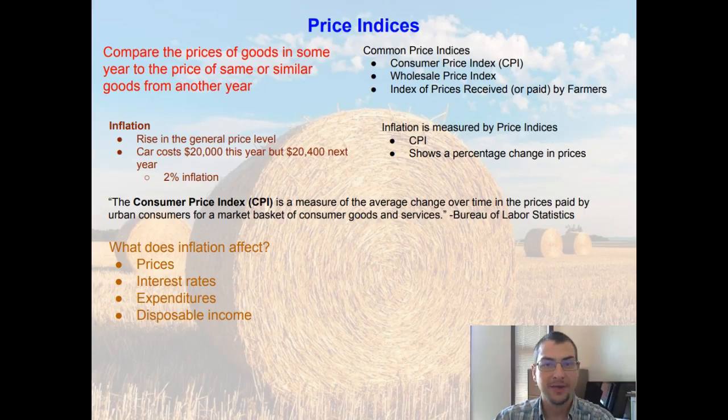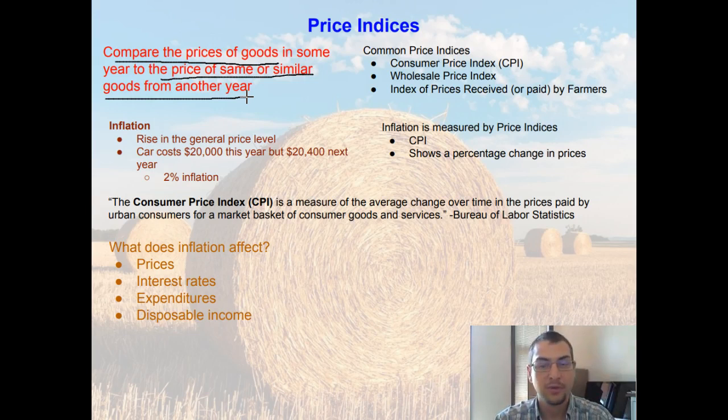Now that we've talked about calculating the price index, let's dive a little bit more into it. If you remember, the price index is simply going to compare the prices of a good or goods in some year to the price of the same or similar goods from another year. The way that we calculate it, as we showed in the last video, is taking the price of a good in one year, dividing it by the price of the good in a base year. Now, if you remember, that base year was chosen arbitrarily.